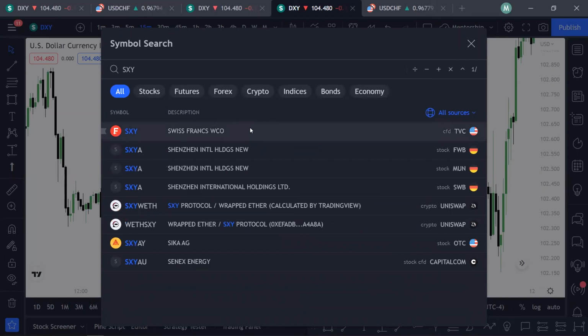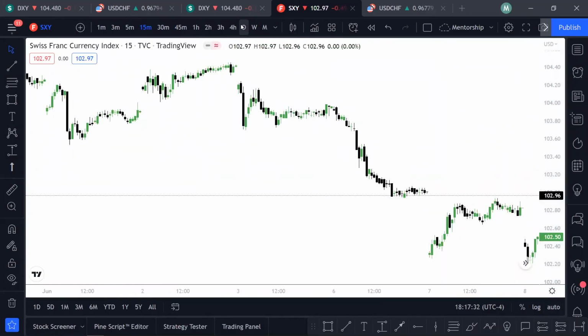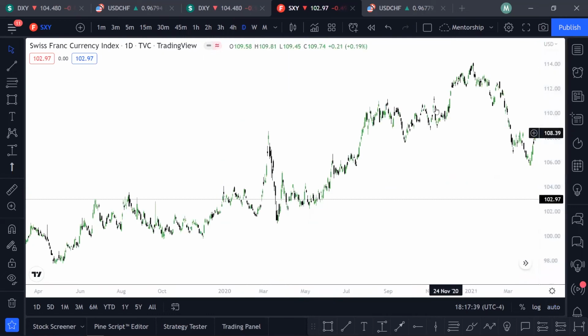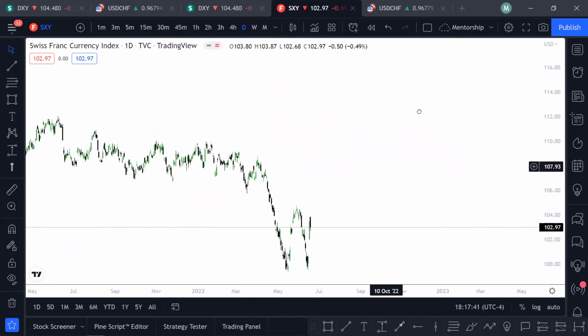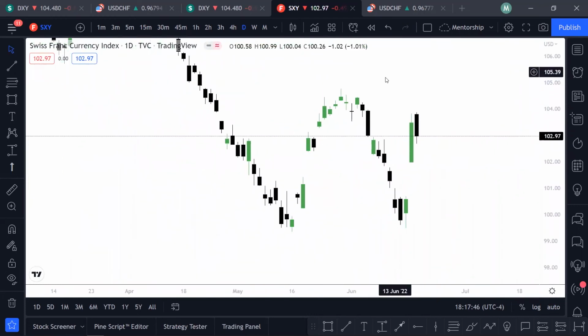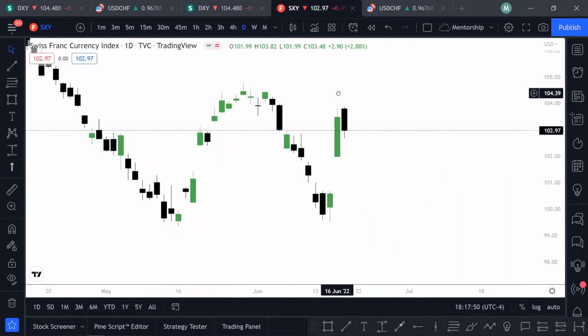That's why you should be doing your analysis on both sides. Do not do your analysis on one currency index. When you look at the Swiss currency index here, you have this low, relative equal lows. Price didn't want to trade below this low.